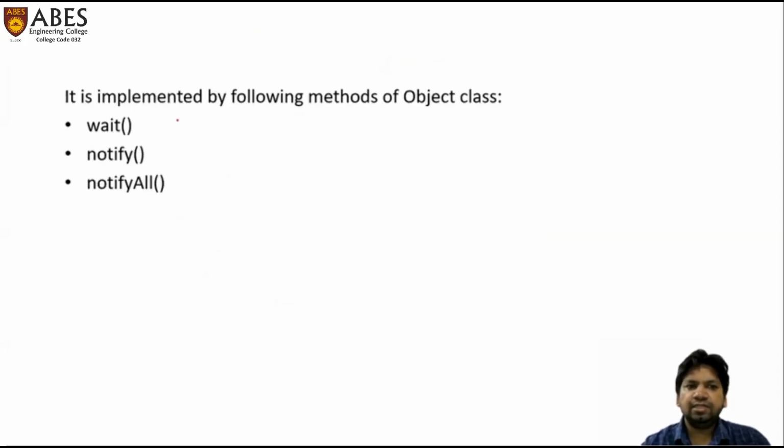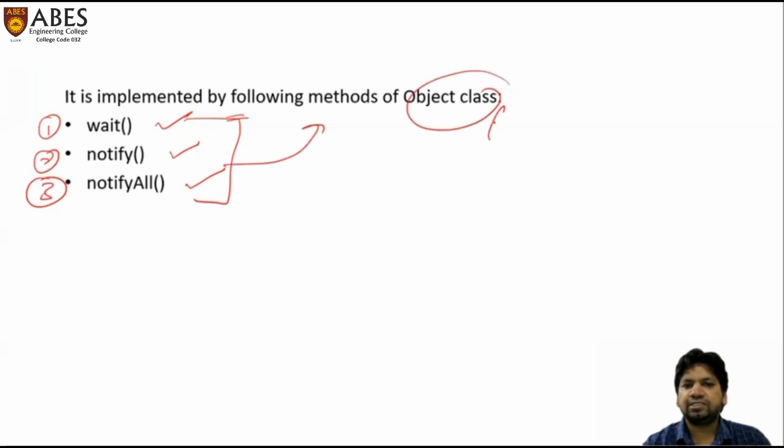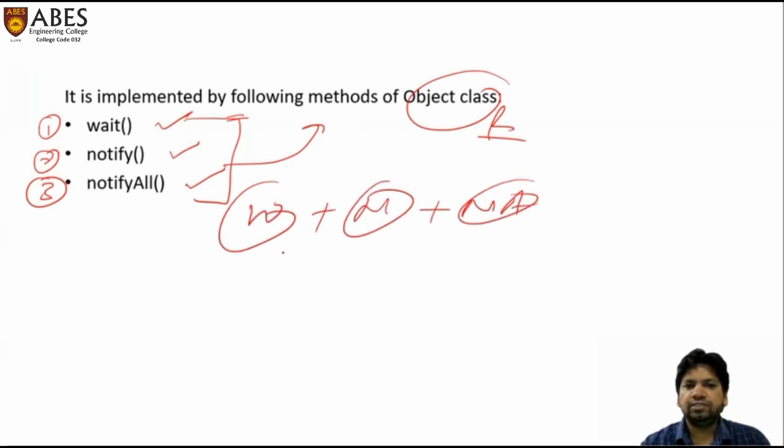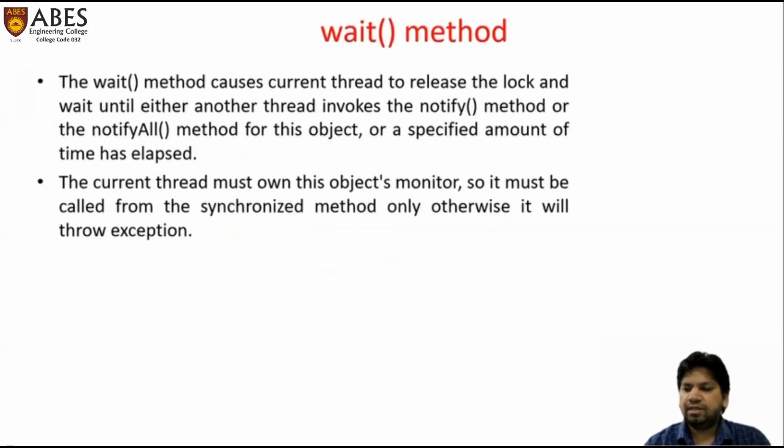How will they work? By using the following methods of the Object class. First is wait, second is notify, and third is notifyAll. These are all methods of the Object class. Simply put, inter-thread communication is implemented by the methods of the Object class. What are the methods? wait, notify, and notifyAll. We will see these methods one by one.